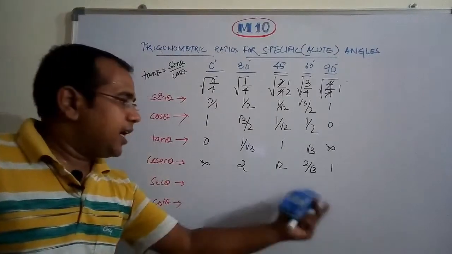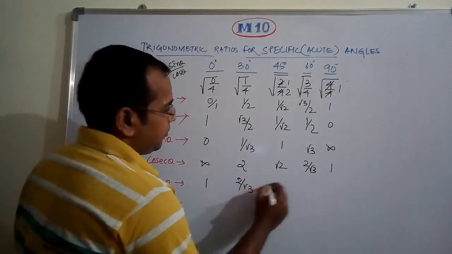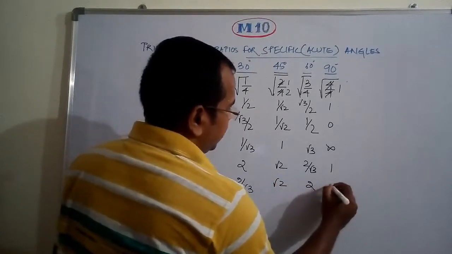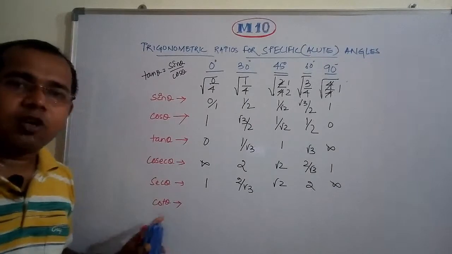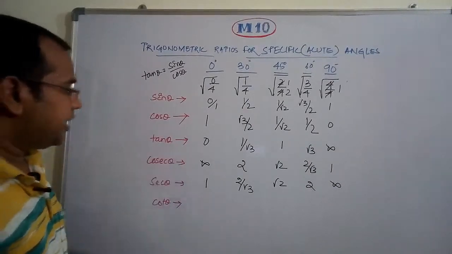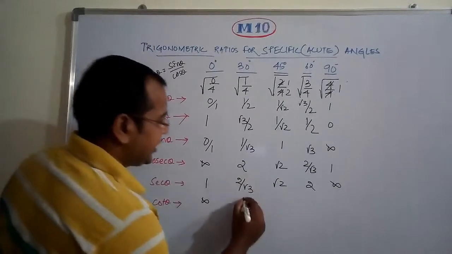Similarly for sec theta, write it in the reverse order: 1, 2 by root 3, root 2, 2 and not defined. To get cot theta, it is the reciprocal of tan theta. Take the reciprocal. So it will be not defined, and then root 3.